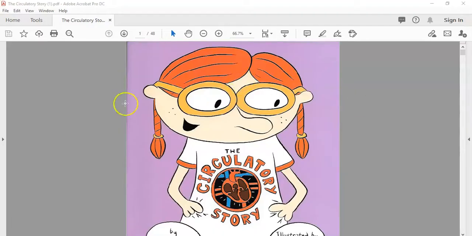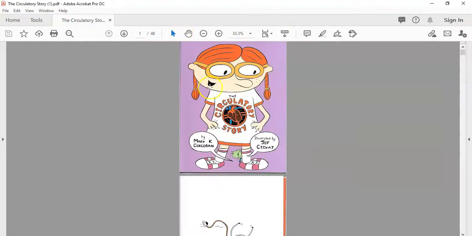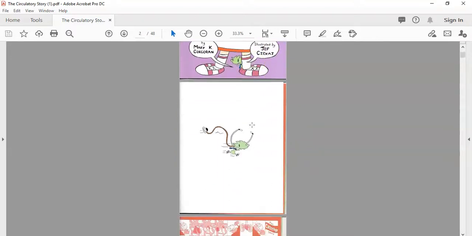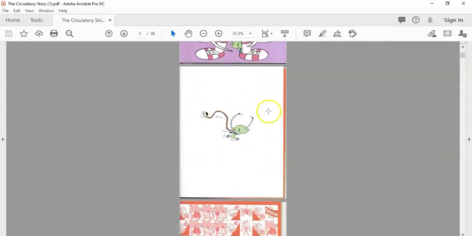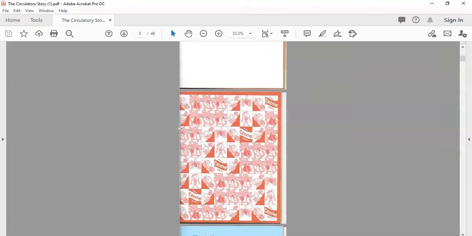Okay, so what is this first thing that we see here on the cover? It is called an illustration. I also see what's in the middle, the title. Do we know who the author is? Yes, it's Mary Corcoran, and it's illustrated by Jeff. What does it mean by illustrated? That means that he did the pictures. Yes, so let's keep going. We see another illustration. Good.